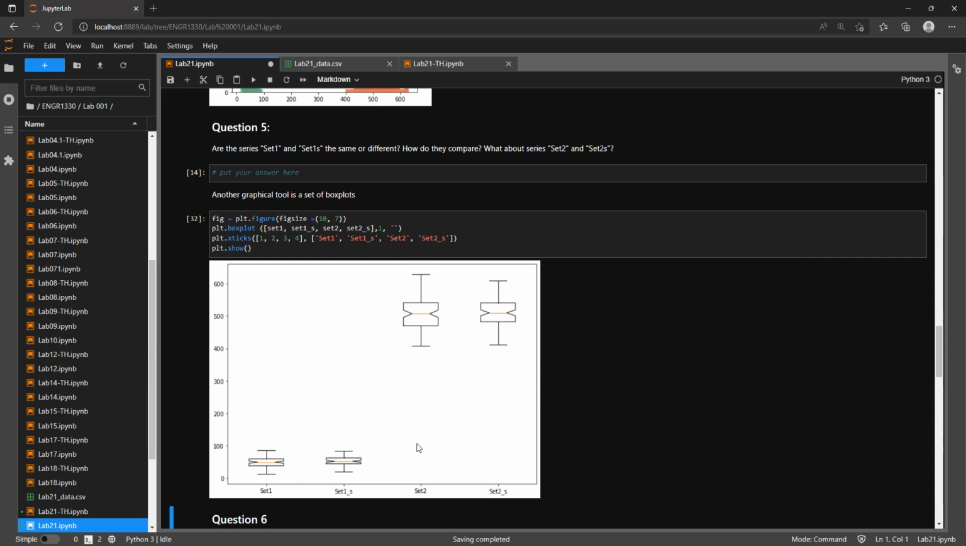Why might that be? Every time I randomize these, set 2S is going to be more different from set 2 than set 1S is going to be from set 1. Why would that be? I've got clones of set 1 and set 2. Set 1's clone is going to be more similar to it than set 2's clone is going to be similar to it, even though they're both going to be similar. So why is it that set two's clone is less similar than set one's?